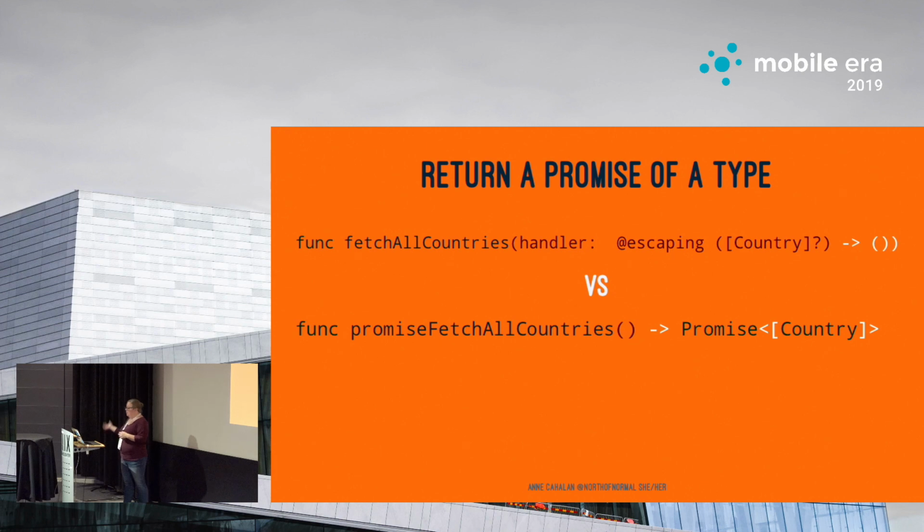This idea of returning a promise instead of something a little more familiar in terms of data type took me a few minutes to wrap my head around. What do you do with a promise? And how do I go from this promise to populating this table view of countries?